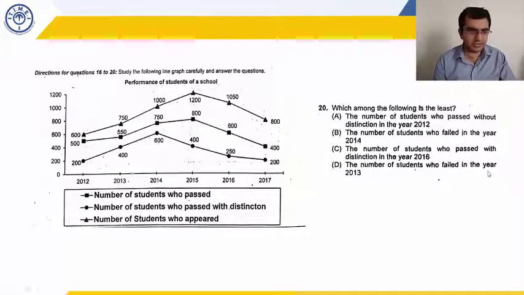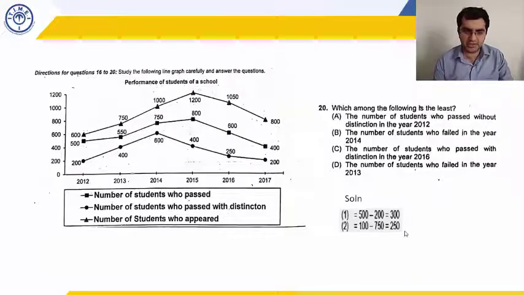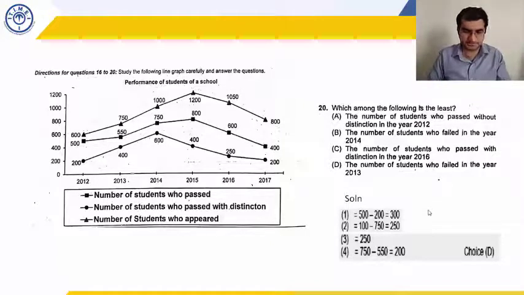Students who failed in 2013: failed in 2013 is 200. So the answer should be option number D. As we saw, 300, 250, 250, 200. The answer should be option number D.